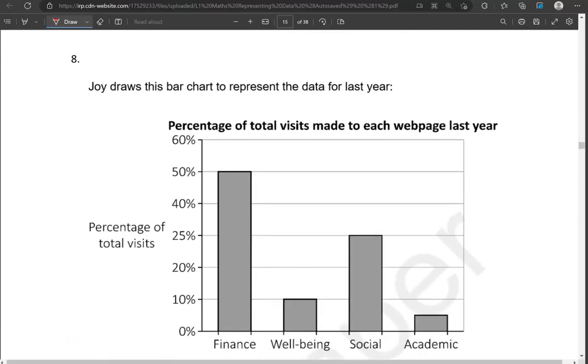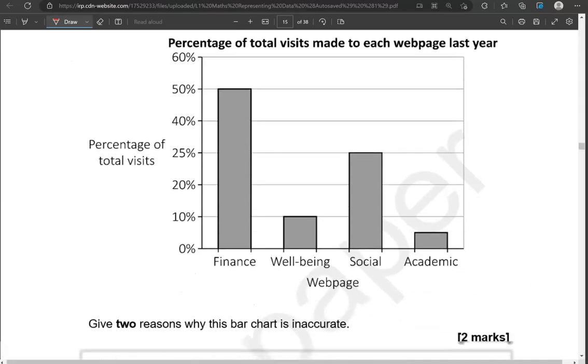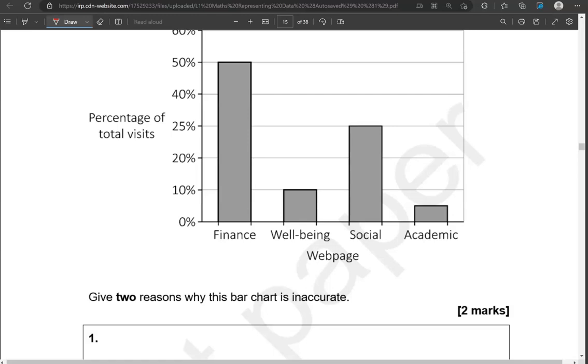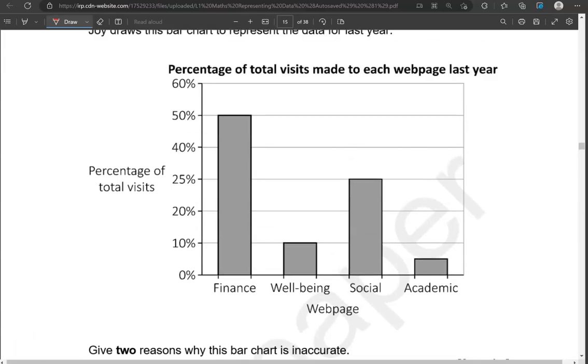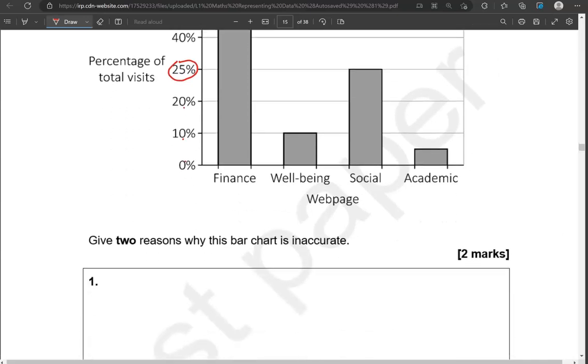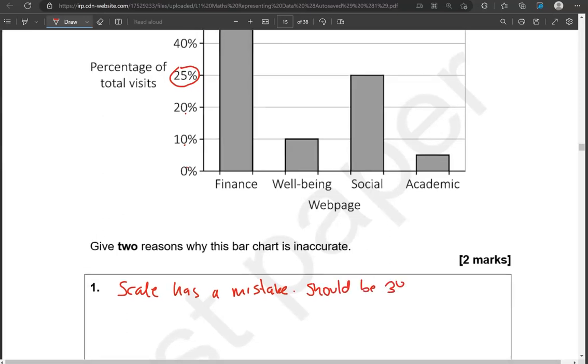Joy draws this bar chart to represent the data for last year. Give 2 reasons why this bar chart is inaccurate. Okay, so looking at the scale, we're going 0, 10, 20, should be 30% here. So scale has a mistake. Should be 30%, not 25%.